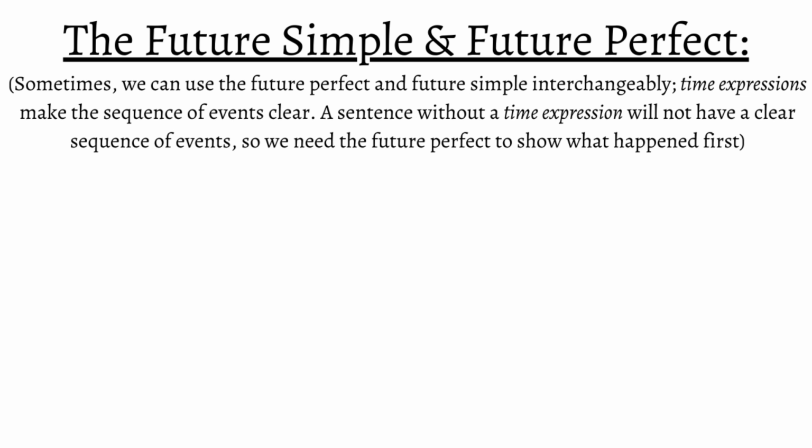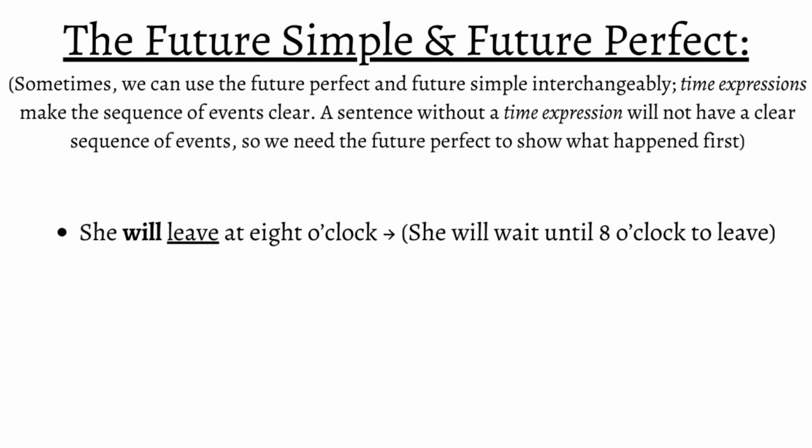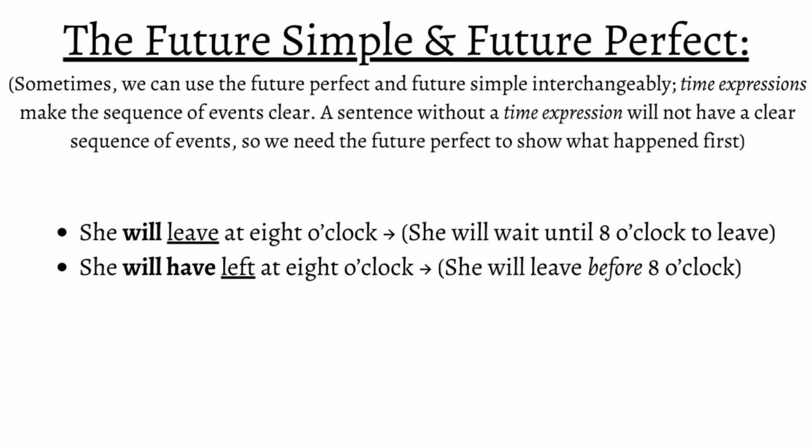But a sentence without a time expression will not have a clear sequence of events, and in that case, we need the future perfect to show what happened first. She will leave at 8 o'clock means that she will wait until 8 o'clock to leave. But she will have left at 8 o'clock means that she will leave before 8 o'clock. That's the function of the future perfect.